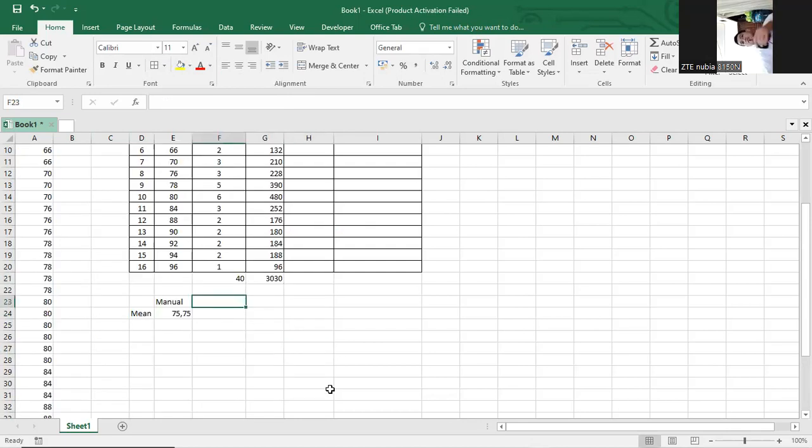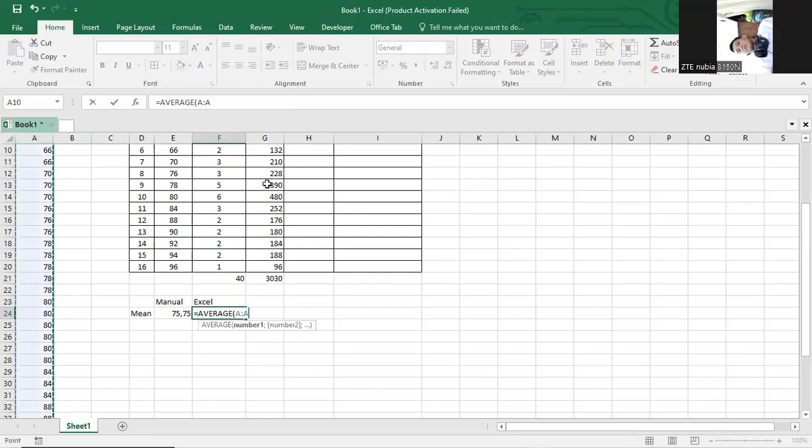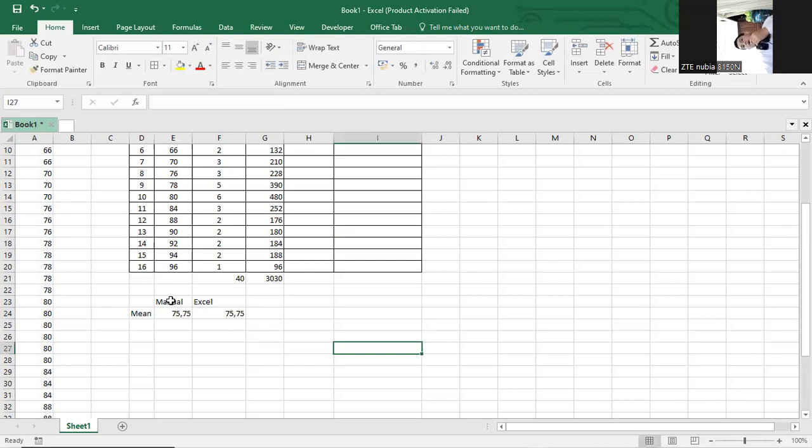Okay, after that, we move to the Excel way. In Excel, how to find the mean is very easy. We just type equals AVERAGE and block all the data in column A. And we press enter, and the amount is the same.